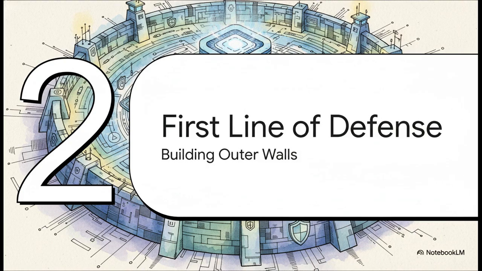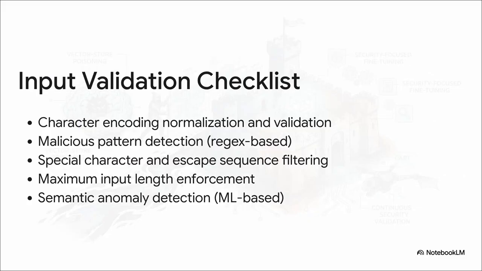So how in the world do we defend against these things? Well, we build a fortress. And we start with the outer walls. This first line of defense is all about having robust, intelligent input validation. And I'm not just talking about some basic filter. This is a multi-layered defense. We're normalizing character encoding to unmask hidden commands. We're using pattern detection to spot known threats, filtering out dangerous characters, and enforcing length limits. But the really clever part is semantic anomaly detection. That's using machine learning to spot inputs that might look fine on the surface but are just bizarre in context. Each one of these checks is another layer in our wall, and together they form a pretty formidable barrier.